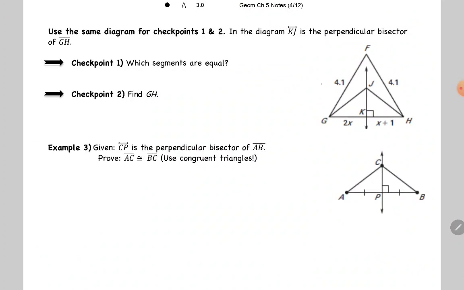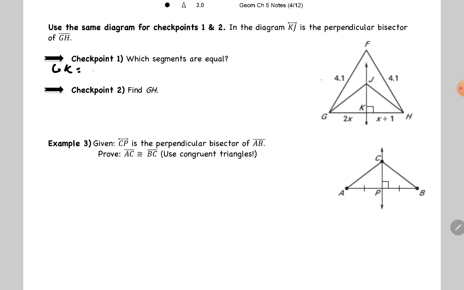Alright, use the same diagram for checkpoints 1 and 2. So in the diagram, KJ is the perpendicular bisector of GH. Okay, so what segments are equal? GK and KH. So here and here, here and here. GJ and JH.